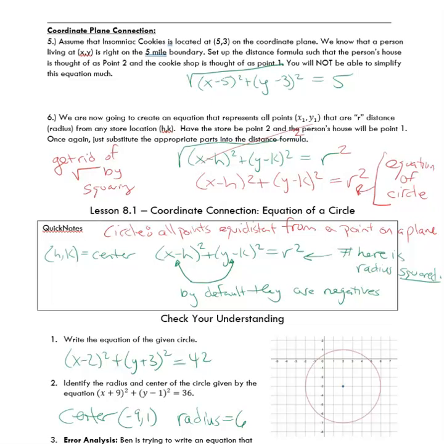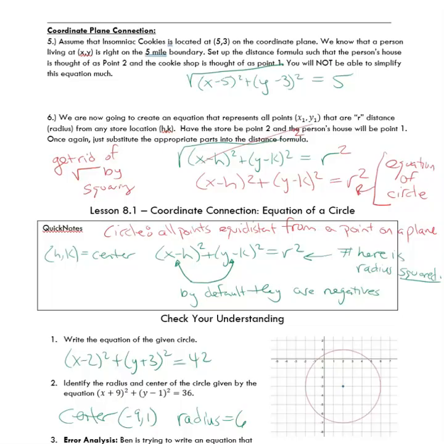So your quick notes. A circle is all points that are equidistant from a point on a plane. (h, k) is the center, and then you have (x minus h) squared plus (y minus k) squared equals r squared. That is going to be the equation of a circle. We'll be able to substitute numbers in there to make an equation of a specific circle.